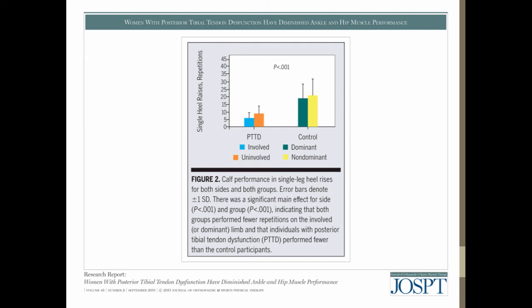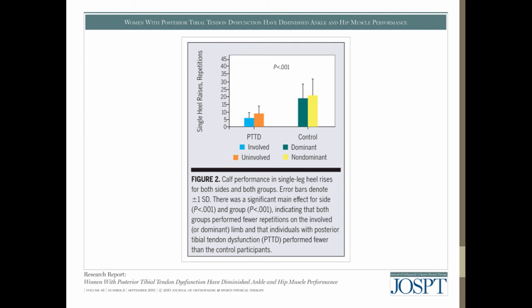So this was a study that was looking at individuals with posterior tibial tendon dysfunction, that's the blue and the orange on the left, and then we have healthy controls on the right. The blue is looking at the involved limb, the orange is the uninvolved limb, and then in the control group, the green is the dominant limb and the yellow is the non-dominant limb.